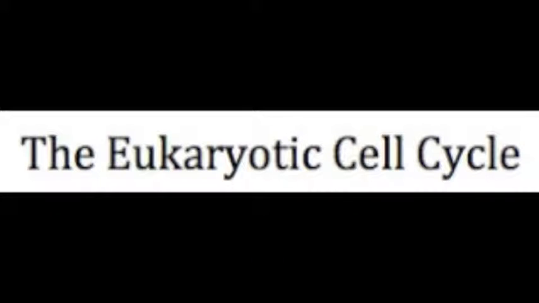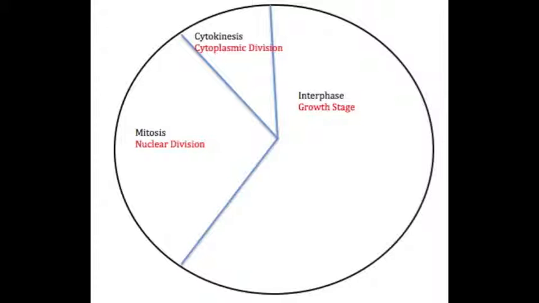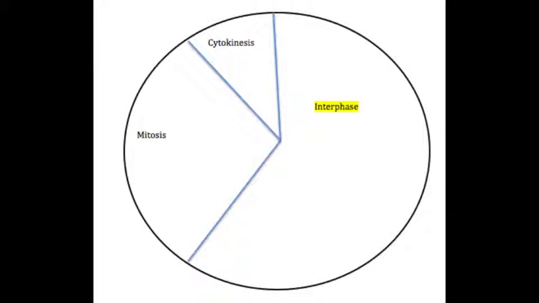The eukaryotic cell cycle. First of all, I'll explain to you what happens in each phase, then I'll show it to you at a faster pace. The cell cycle is a process of growth and division that most eukaryotic cells follow. These events are made up of three phases: interphase, mitosis, and cytokinesis. Interphase is the growth stage, mitosis is a nuclear division, and cytokinesis is the cytoplasmic division.